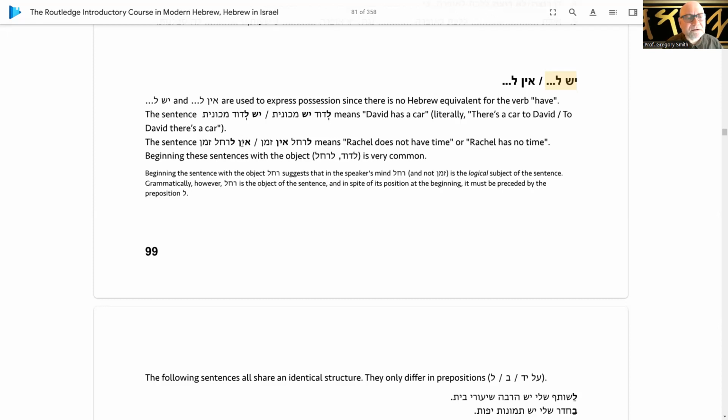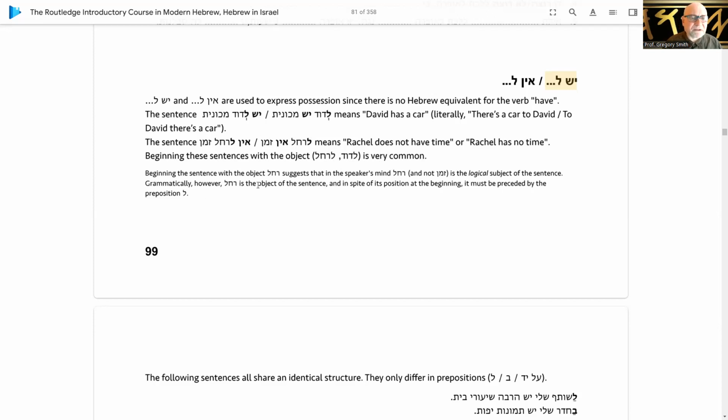Okay, so this is ein, like there is not. And Lamed, to or for, Rachel is a proper name, and then Zaman is time. So it can also be Le Rachel ein Zaman. So you've got to Rachel, there is not time. So Rachel does not have time, or Rachel has no time. Beginning these sentences with the object Le David or Le Rachel is very common.